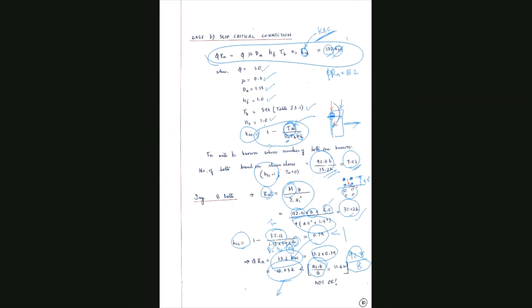So the capacity is less than the load, which is not okay. Which means you have to increase the number of bolts. And that too, it's not too far away. So you can just make it as 10 number of bolts. You can try with 10 number of bolts.